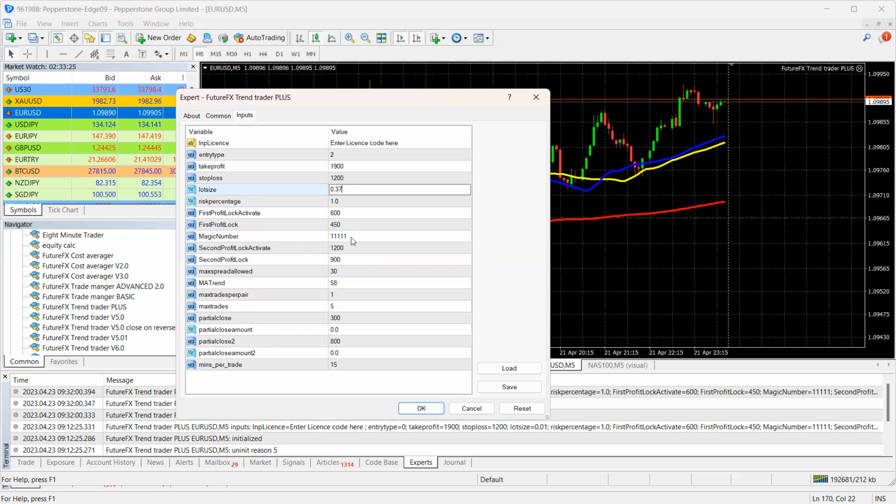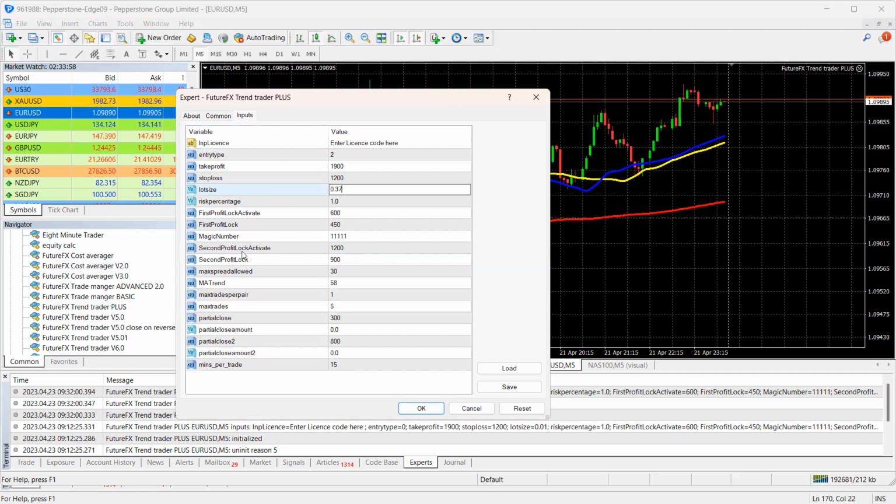Magic number, you don't even need to know what that is. That's just how the software identifies the trades that it has taken out, as opposed to trades from another software or a manual trade. So it can tell the difference there. I was meaning to remove that as an editable feature, but you can change that number if you want. It won't make any difference at all to how the software works.